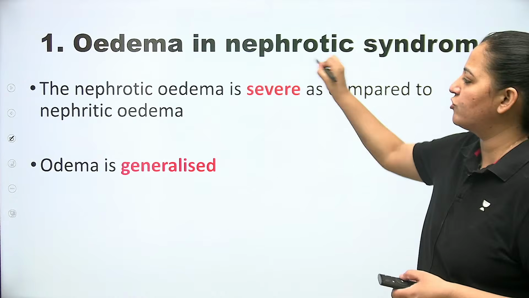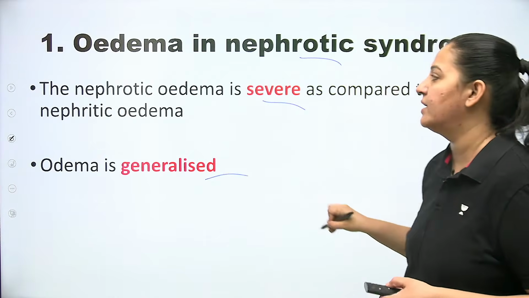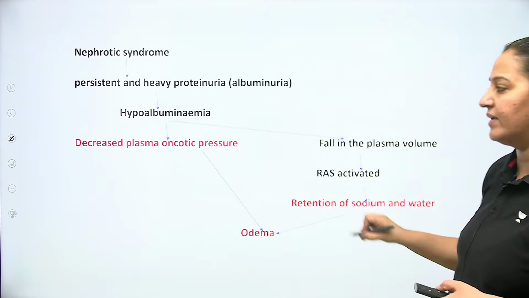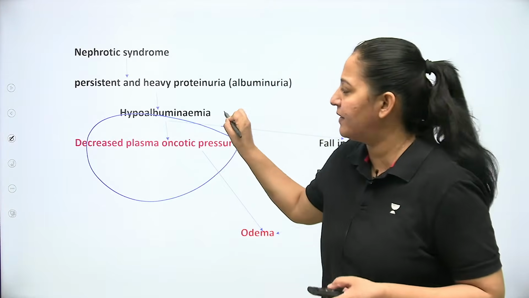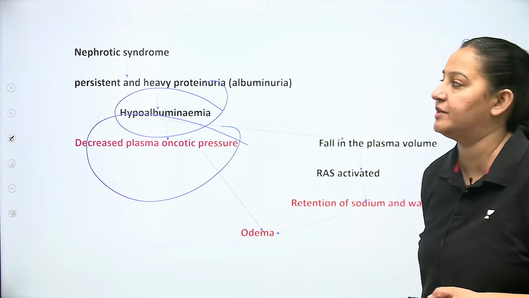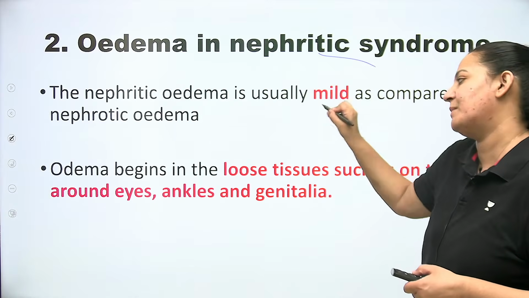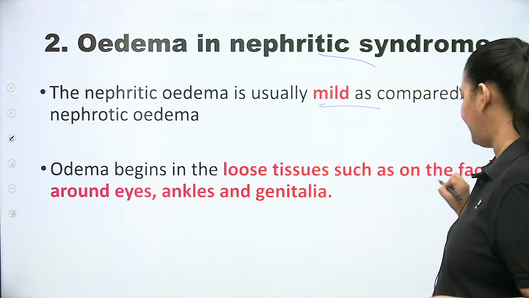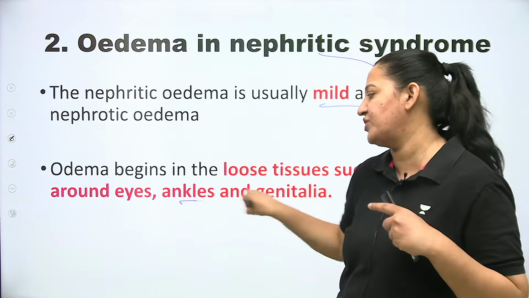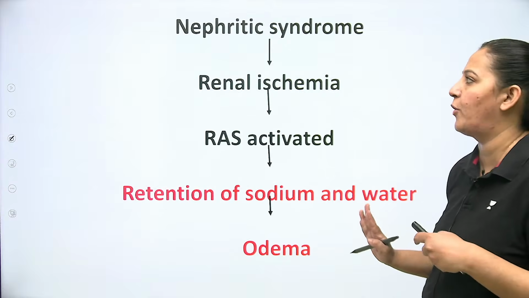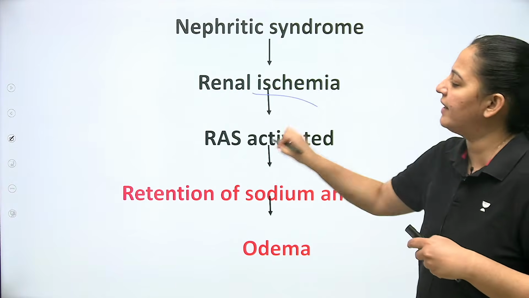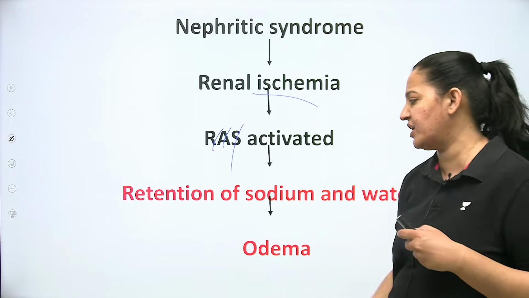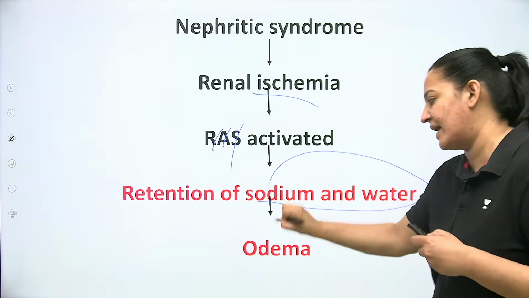So in nephrotic syndrome, edema is severe and generalized. The reason here is decreased oncotic pressure because patients have hypoalbuminemia. This is the cause of edema. But in nephritic syndrome, the edema is mild and it is not generalized throughout the body. It is only on the face, below the eyes, ankles and genitals, right? That is the loose tissue in the body, right? And here renal ischemia leads to renin-angiotensin pathway activation. It leads to sodium water retention. That is the reason of edema.